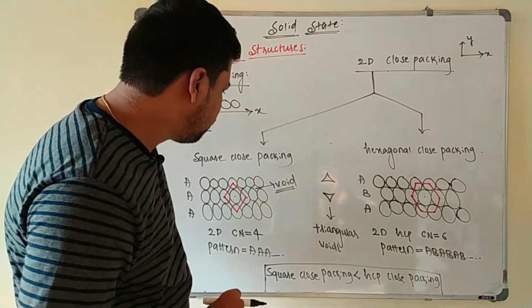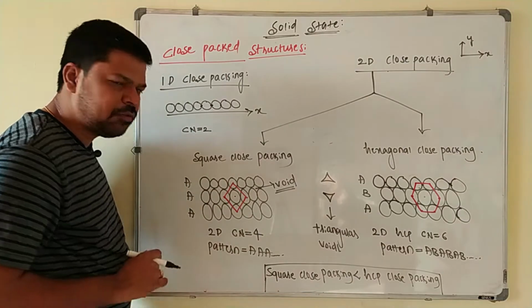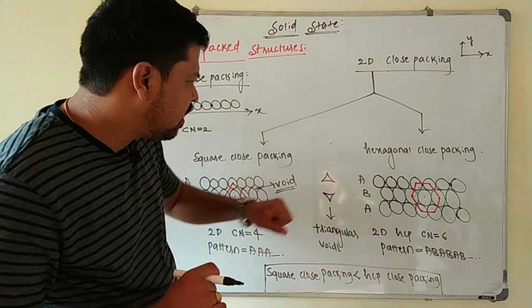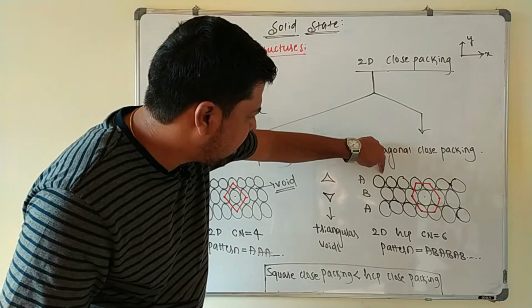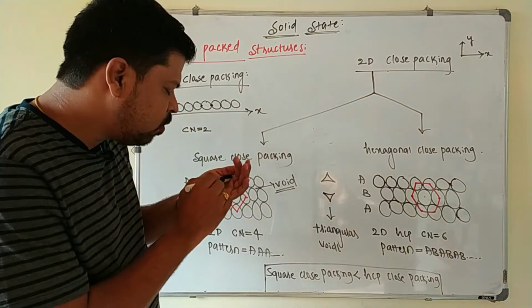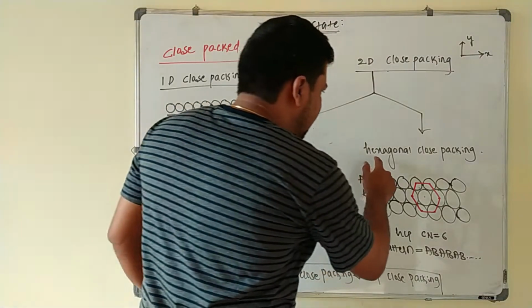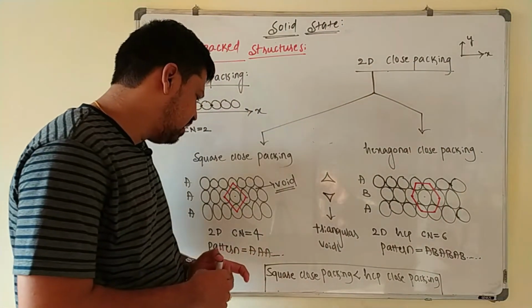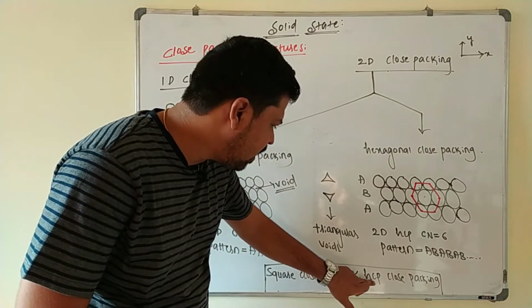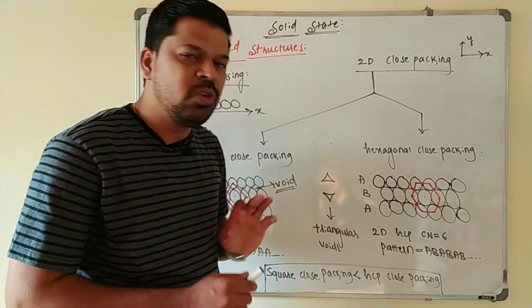Here triangular voids are formed, and here that square type of voids are formed. If we compare these two close packings, here less space is vacant, and here more space is vacant between the spheres. That's why the effective close packing is done in the case of the hexagonal close packed layer. That's why square close packing efficiency is less than that of hexagonal close packing in the case of 2 dimensions.